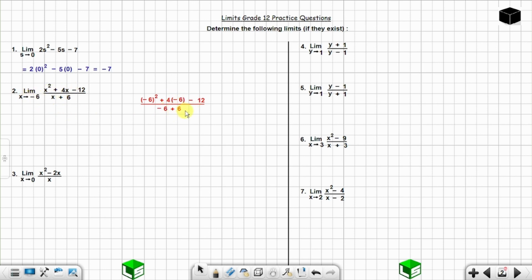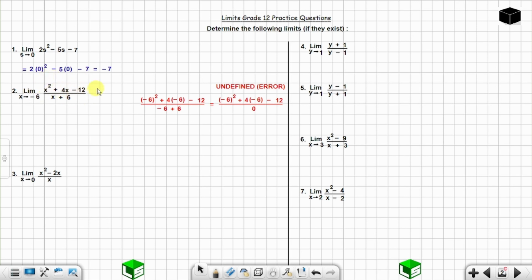Now, you can see that you are going to get 0 at the bottom because you have negative 6 plus 6, which is 0. You are going to have division by 0, which is undefined. You are going to get an error in your calculator. So how can you solve this limit? How can you solve this question? You need to factorize.